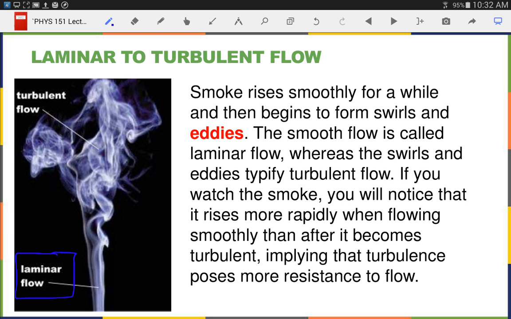So we have smooth layers of flow down at the bottom. But when it gets higher, it's breaking up, and you see things that are curling here. Those are called eddies, and it's forming what we call a turbulent flow. So there's a difference there between the turbulent flow and the laminar flow. Laminar flow is layers flowing. Turbulent flow, they're not flowing.